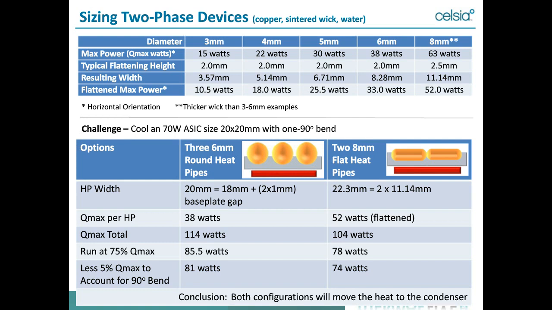The other option would be to use 2 8-millimeter flat heat pipes, and we do the same calculation here. What's the Q max per heat pipe, and then the total, and then if I run a 25% margin, I'm down to 74 watts. So either of those two designs would work in this case, thermally, and you can see you get pretty good coverage on the heat source itself.